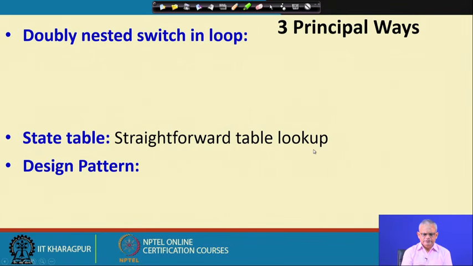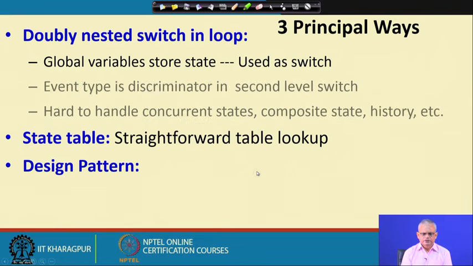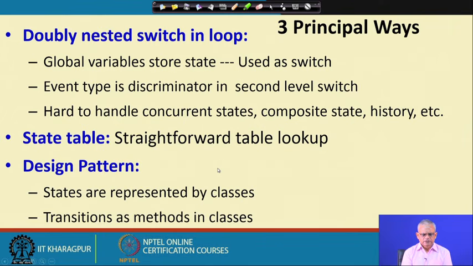So, there are three principal ways: the doubly nested switch in a loop. Here we use a global variable to store the state, and we switch on the state, and the event type is the discriminator in the second level switch. But here it is a bit harder to handle concurrent states, composite state, history, etc. And the state table is a straightforward table lookup. In the state design pattern, we have as many classes as the states, and the transitions are methods in the class. We will not be discussing this.